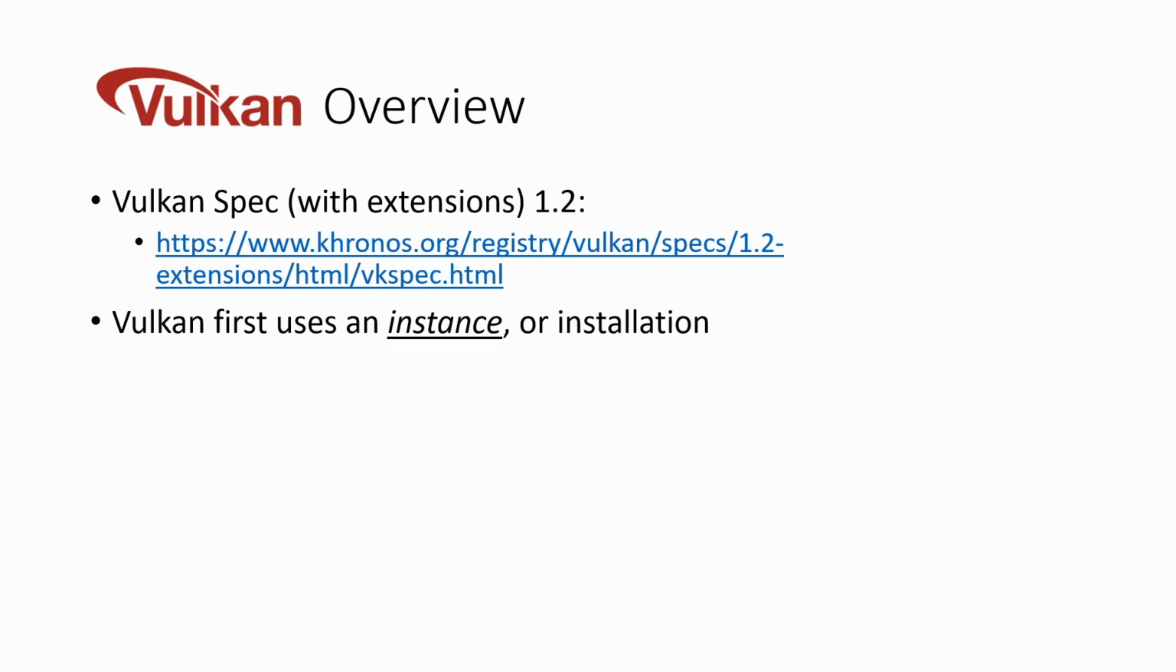So the instance is used to stand up devices. And Vulkan exposes one or more devices, because every machine has some form of GPU these days. So a device can be thought of as a GPU. It's not explicitly that, but we'll get more into detail on that as we go forward. But for now, you can just think of a device as a physical GPU.